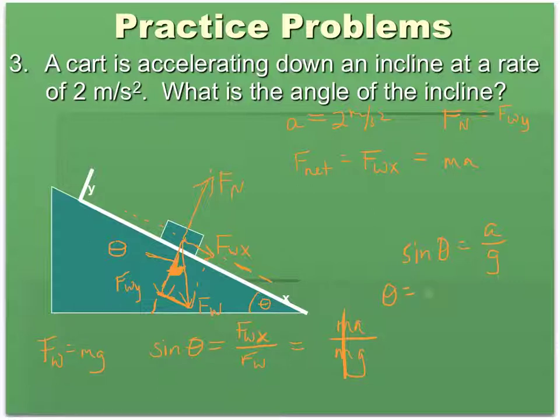Okay. And so when I plug this into my calculator, I have the inverse of sine of my acceleration, which for this problem was given to me as 2 meters per second squared, divided by my value for g, 10 meters per second squared. Okay. And when you plug and chug this into your calculator, you get 11.5 degrees.